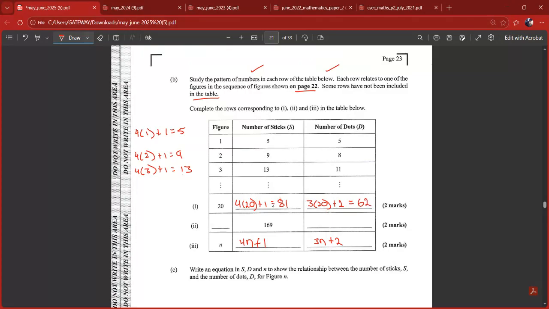Now, for the number of sticks I have 169. So I can simply say the formula, which is 4n plus 1, is equal to 169. Moving the 1 across, I get 4n is equal to 169 minus 1. So 4n is equal to 168. So n will be equal to 168 divided by 4. So n will be equal to 42.